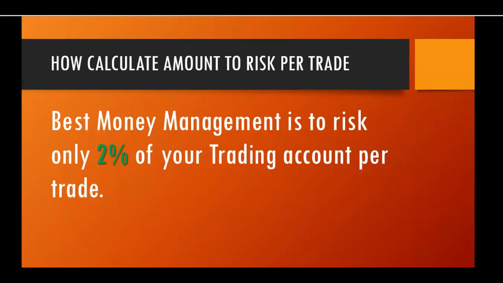If this aspect is really missing, or you are doing it wrongly, you are bound to lose money, and you are bound to become an unprofitable trader, or better still, to be part of the traders that blow their accounts on several occasions. Now, the best money management is to risk only 2% of your trading account per trade. You are not risking more than 2% of your trading account.